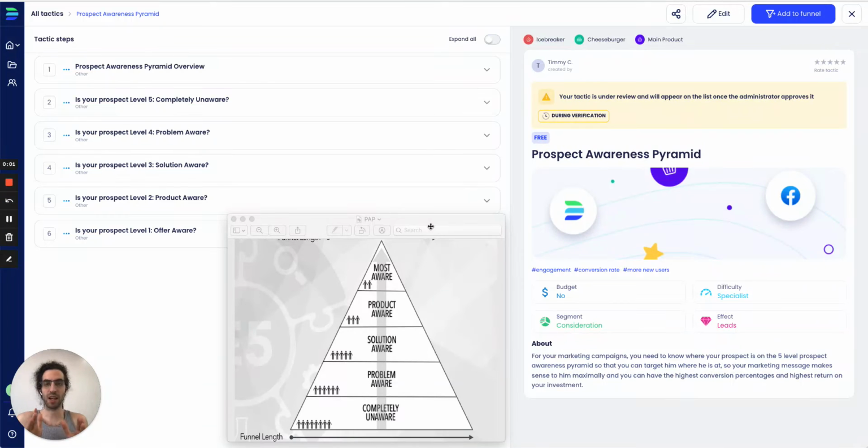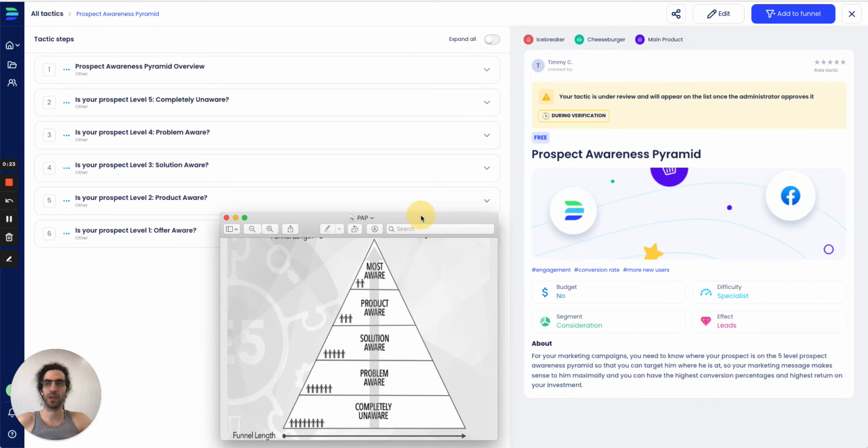Okay, so in this tactic, you're going to learn how to use the prospect awareness pyramid. And you're going to know how to use this to really make a large impact on your conversion rate optimization and your traffic success in all your marketing campaigns. So you can see here is the awareness pyramid. And let's do the overview.